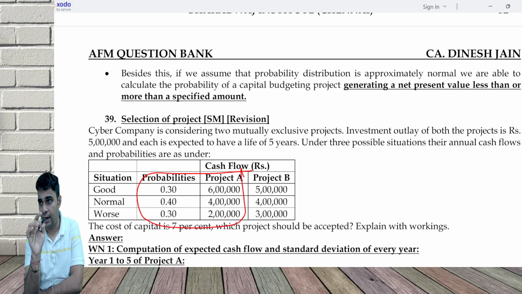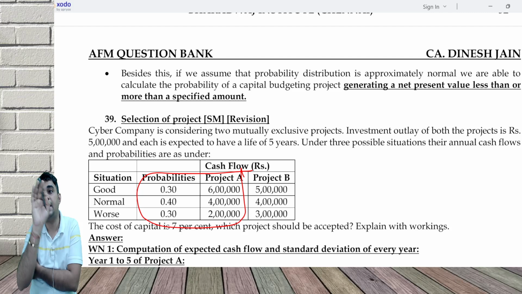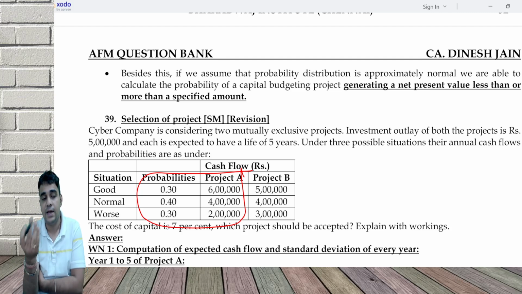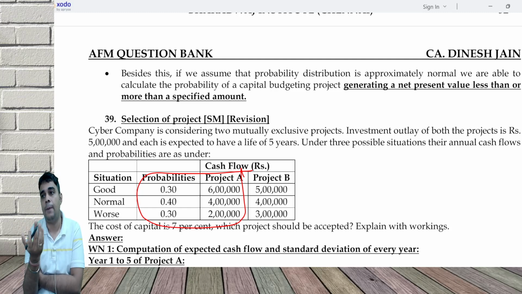When you do the weighted average, you'll be doing probability, cash flow, product, deviation, PD square. When you do that, you will get the standard deviation for year 1. Same for year 2, year 3, year 4, and year 5. I normally prefer doing approach 2, but that sometimes has limitations.